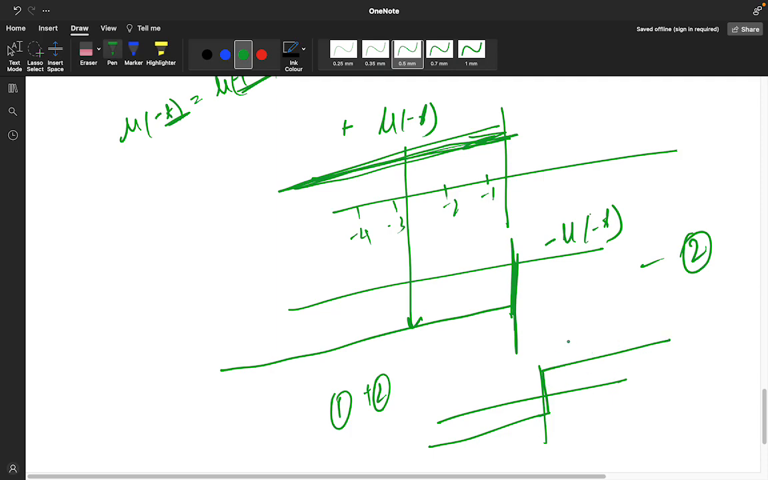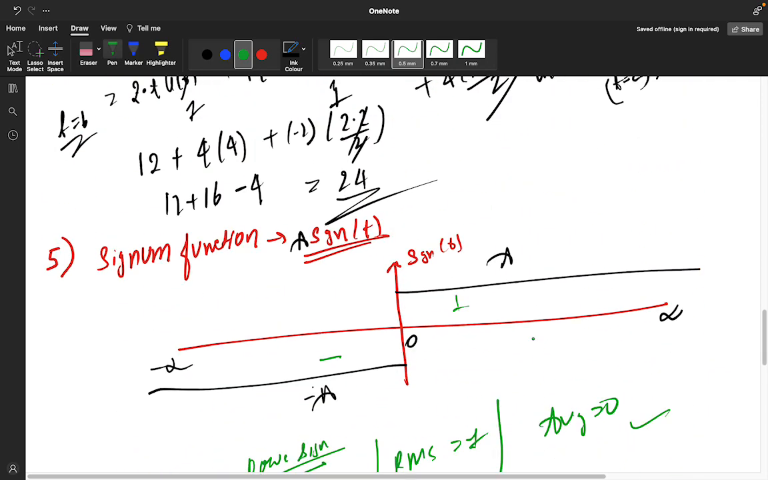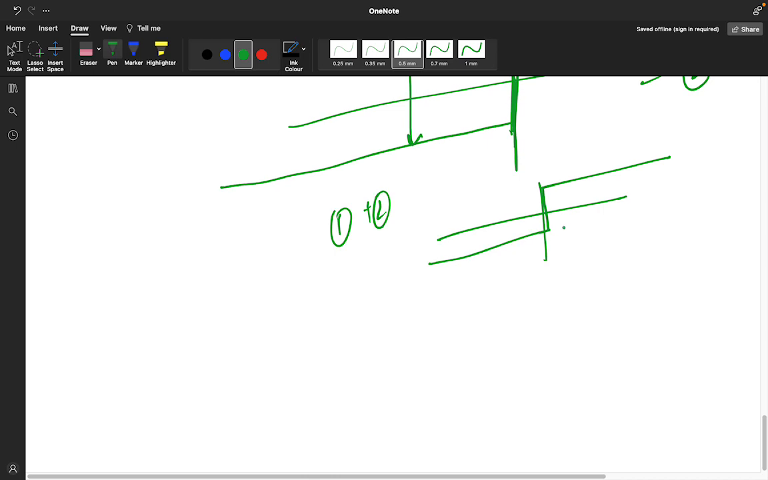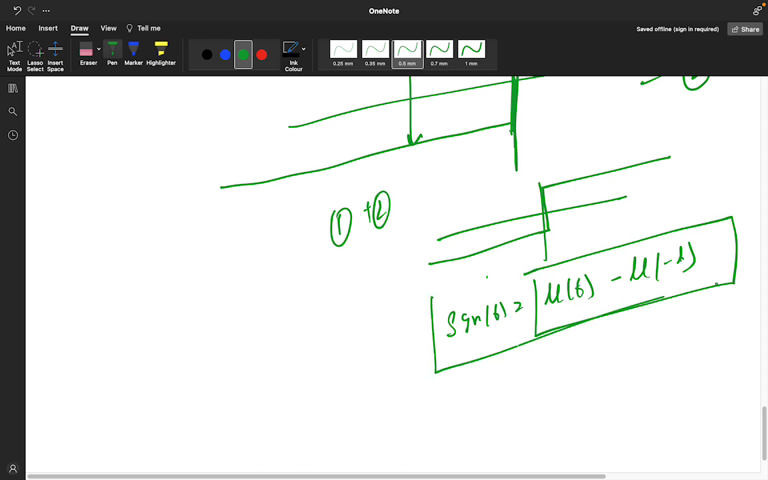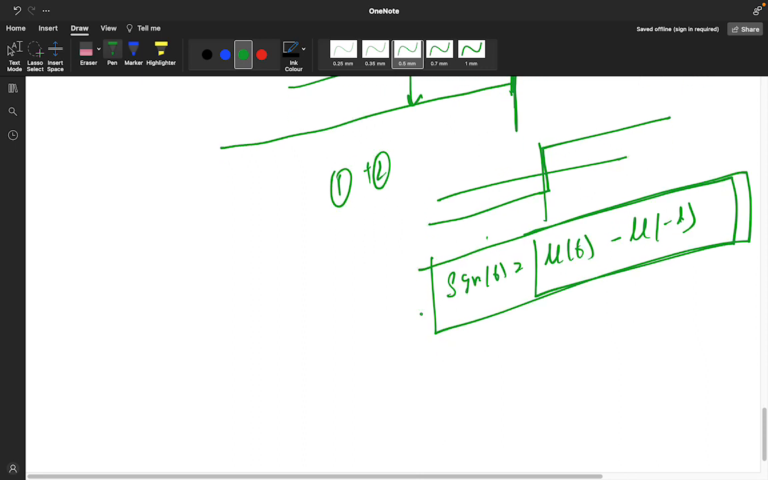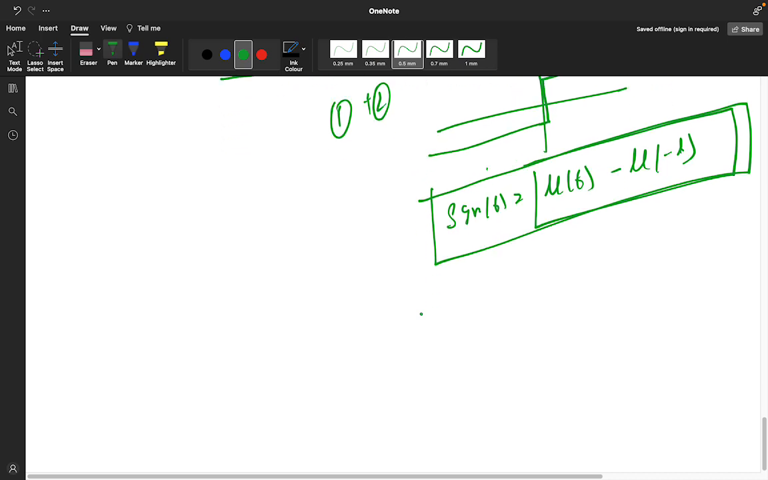This is your signum function only. Signum of t can be written as u of t minus u of minus t. This is the signum function. And you can write it one other way also.